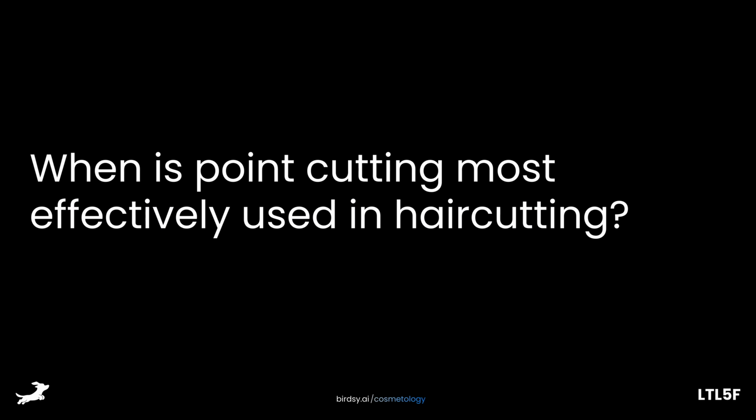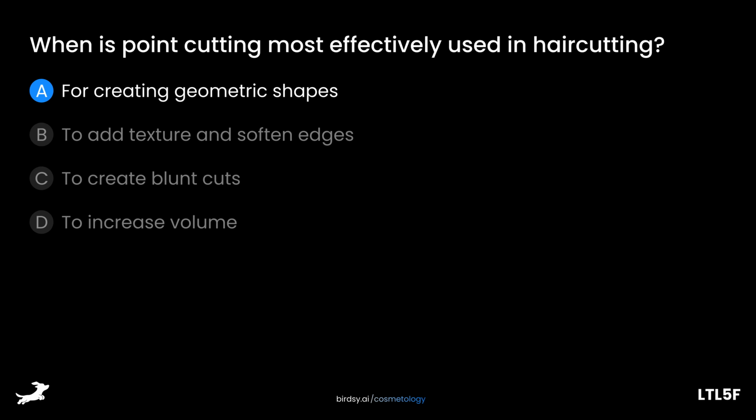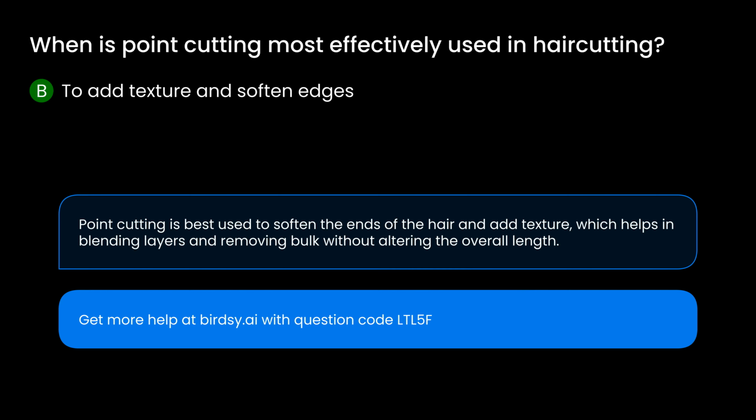When is point cutting most effectively used in hair cutting? Is it A, for creating geometric shapes? B, to add texture and soften edges? C, to create blunt cuts? Or D, to increase volume? The answer is B, to add texture and soften edges. Point cutting is best used to soften the ends of the hair and add texture, which helps in blending layers and removing bulk without altering the overall length.